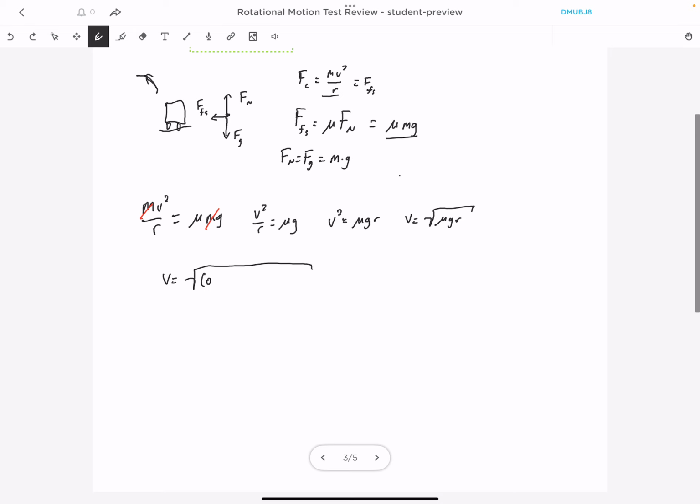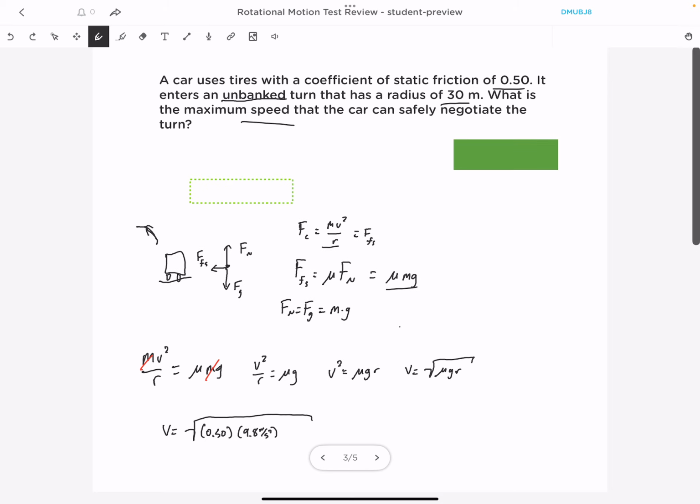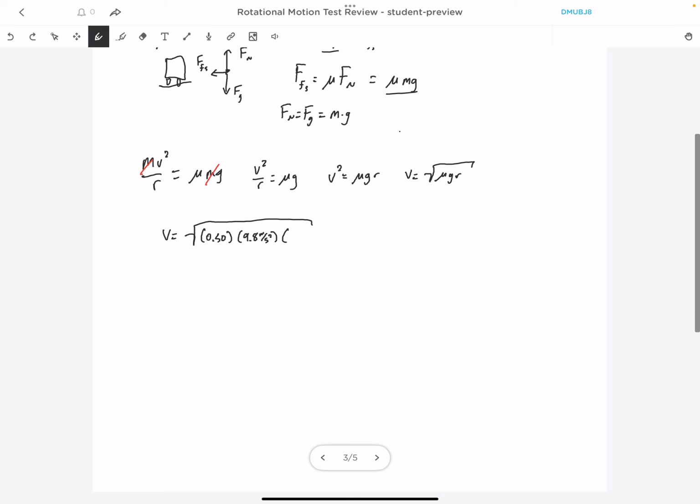So I'm going to have a coefficient of static friction of 0.5. The acceleration due to gravity on Earth is 9.8. That's what g is. And then r, what was the radius? Let's see, 30 meters. All right, so I'll do 30 meters here. And when I plugged all that into my calculator, I got about 12.1 meters per second. All right, so that's how you do that problem.